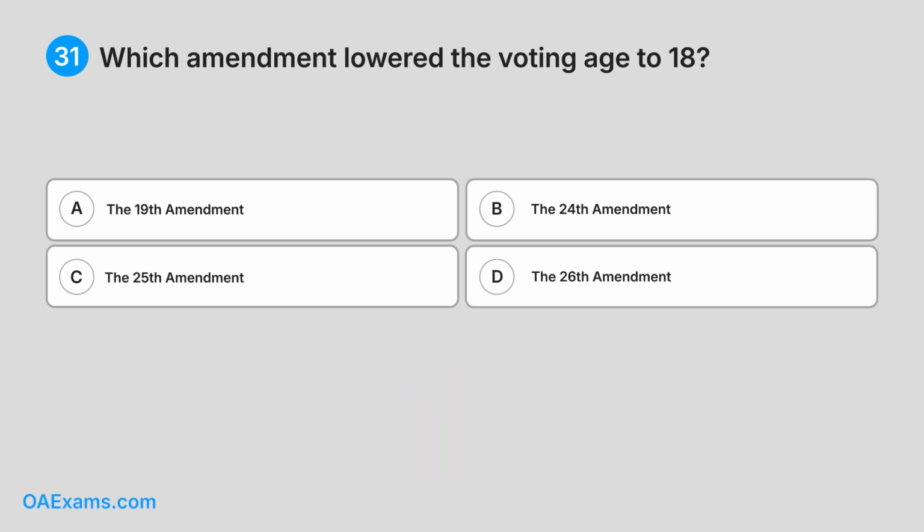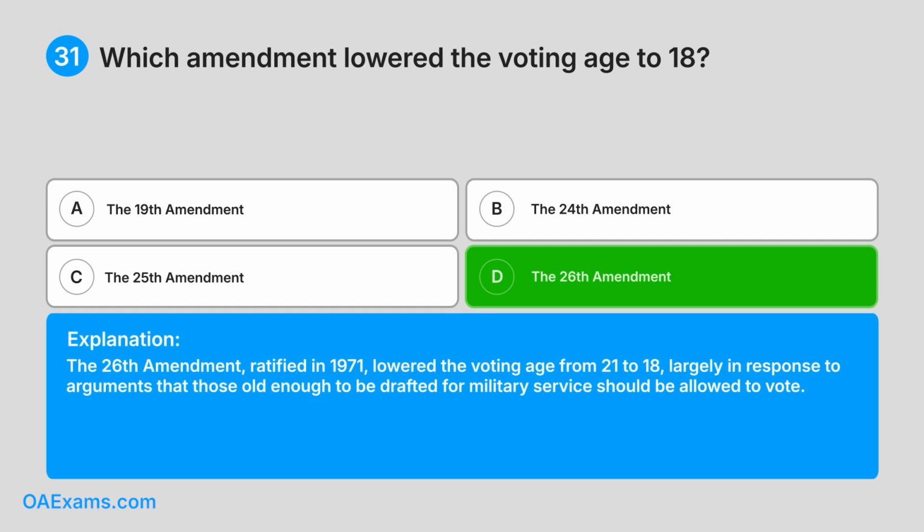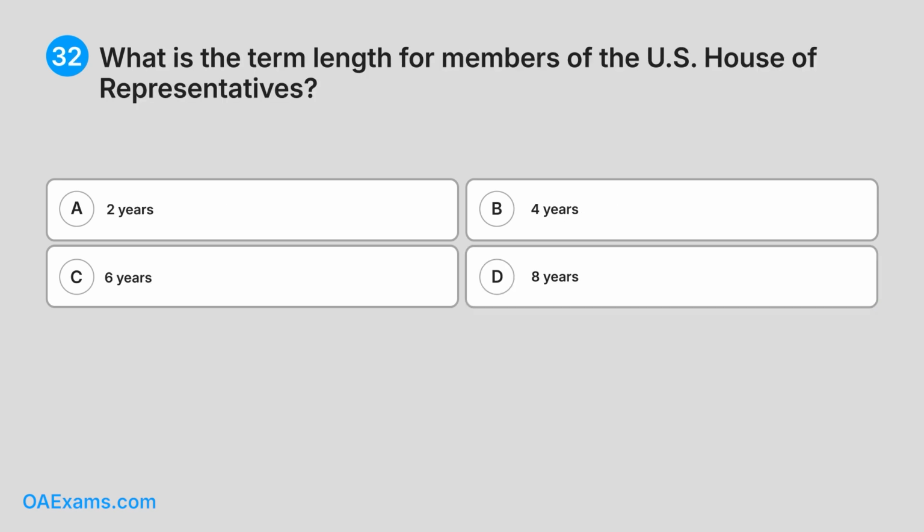Correct answer: D. The 26th Amendment. Explanation: The 26th Amendment, ratified in 1971, lowered the voting age from 21 to 18, largely in response to arguments that those old enough to be drafted for military service should be allowed to vote.